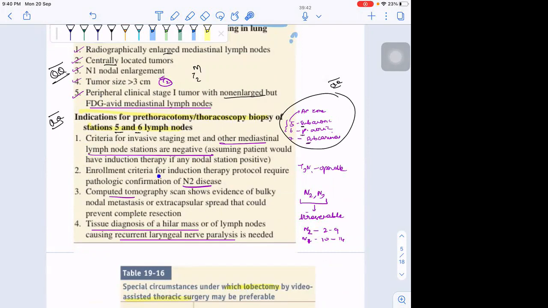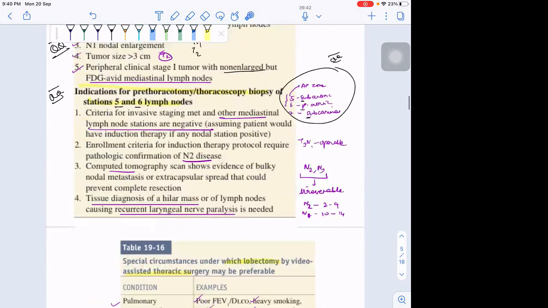Criteria for enrollment in an induction therapy protocol require pathological confirmation of N2 disease. So for N2 disease you can go for a try for 5 and 6. And whenever CT shows evidence of metastasis, you can go 5 and 6. Even bulky metastasis, extracapsular spread, not completely resectable, then you go 5 and 6. So why are they telling that when 5 and 6 lymph nodes are present, it is mostly unresectable? They are particularly explaining about 5 and 6 lymph nodes.